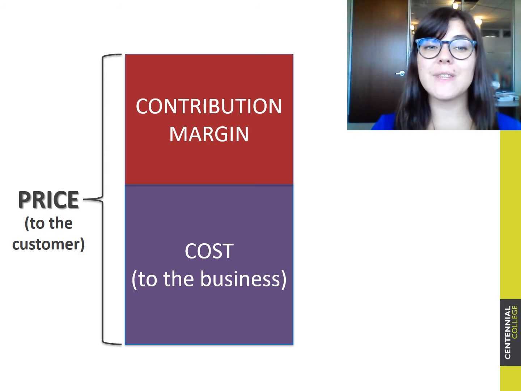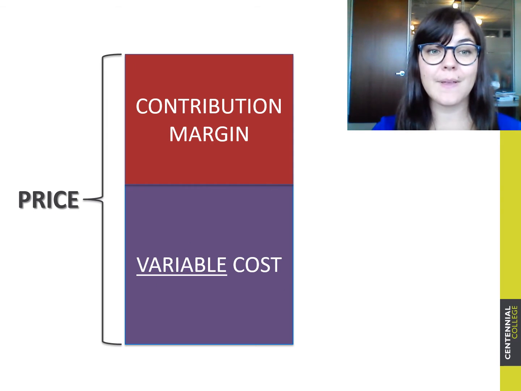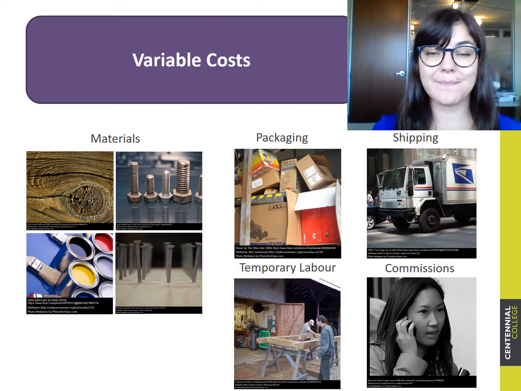The difference between the price of the product to an end customer and the cost of the product to the business is what we call a contribution margin. Let's look at the components of price more closely. I said earlier that price is a sum of cost and contribution margin. More specifically, price is the sum of variable cost and contribution margin.